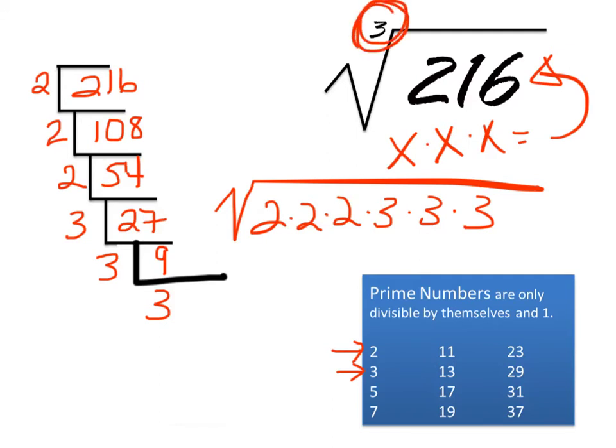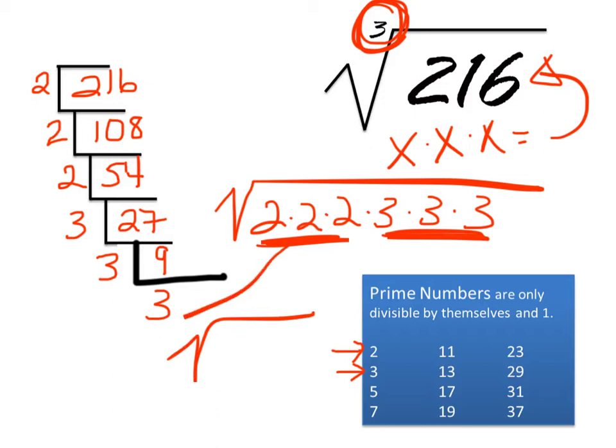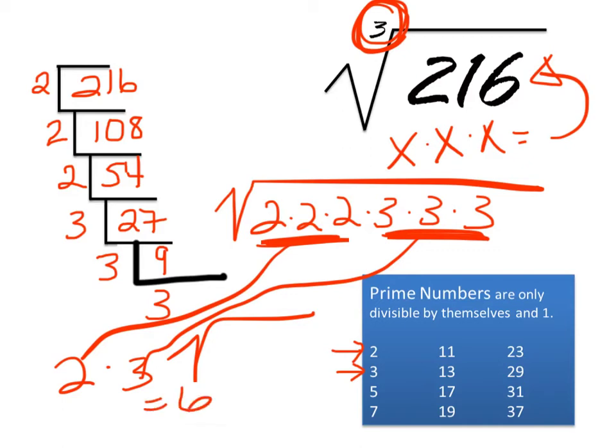Remember, we're working with cube roots, so we need 3. We got a group of 3 here, a group of 3 here. So we can pull out that 2 here, 2. We can pull out this 3 here, 2 times 3. So we get 6. The cube root of 216 is 6. So 6 times 6 times 6 equals 216.